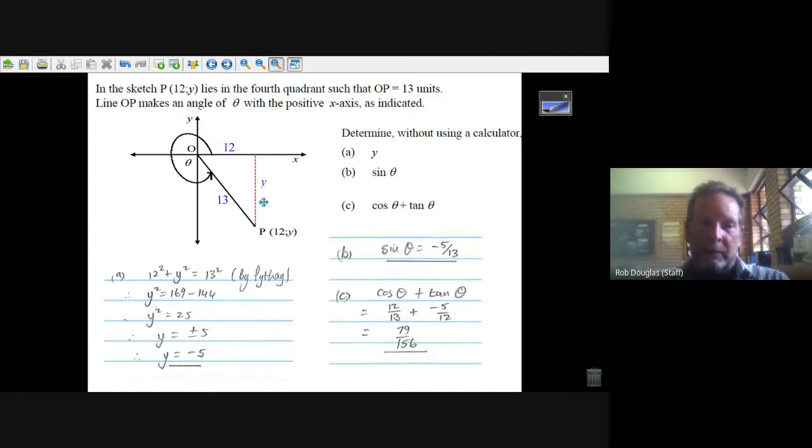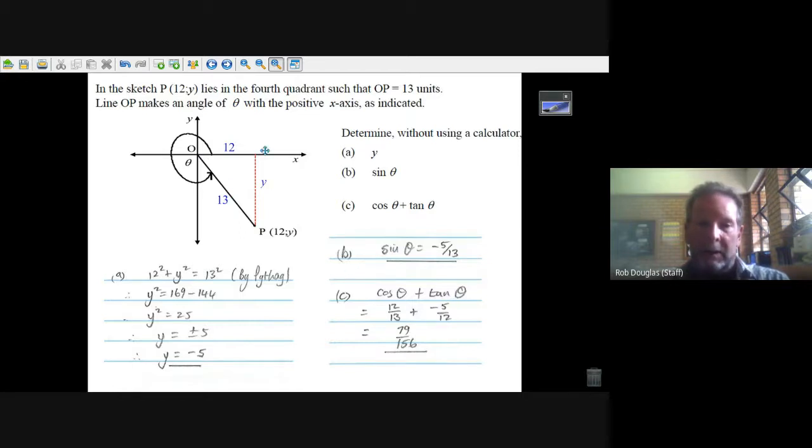But now we have this wonderful triangle here. We know that this y is minus 5, and we've got the adjacent side, the opposite side, and the hypotenuse for this angle theta. We've got the triangle. So what's the sine? It's just minus 5, opposite over 13, the hypotenuse. And that's it. Then they say, okay, what's the cosine of the angle plus the tangent of this angle? Well, cosine is going to be 12 over 13, because cosine is adjacent over hypotenuse.